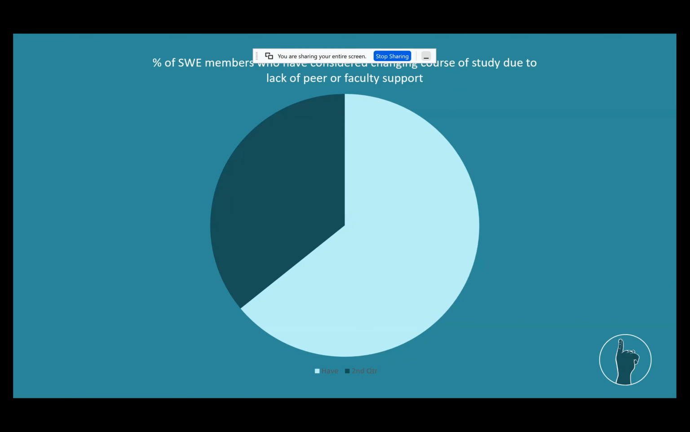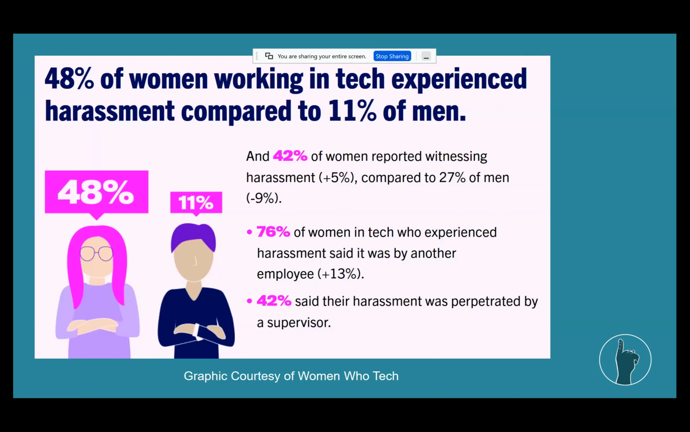And also, it's not just a matter of getting these people involved in STEM and providing them with the resources to get into it, but also the retention, because a lot of women end up leaving STEM as well as tech because 48% of women working in tech experience harassment compared to 11% of men. That's a 37% difference, more than a third. And 42% of women reported witnessing harassment, and 42% said their harassment was perpetrated by a supervisor.